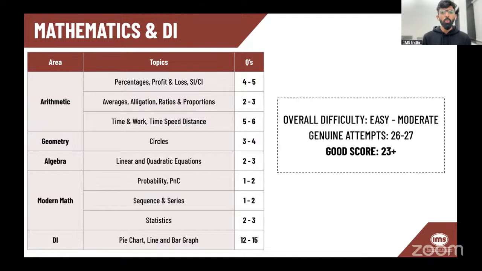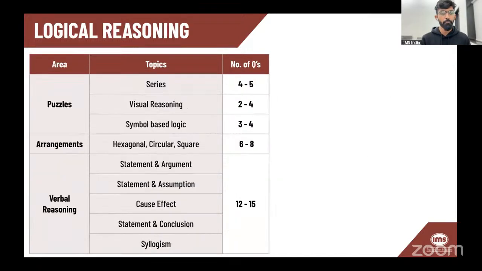Mathematics and DI was easy to moderate. You could have easily made 26 to 27 genuine attempts, and a good score for this section out of 30 was 23 plus. Now, coming to logical reasoning.